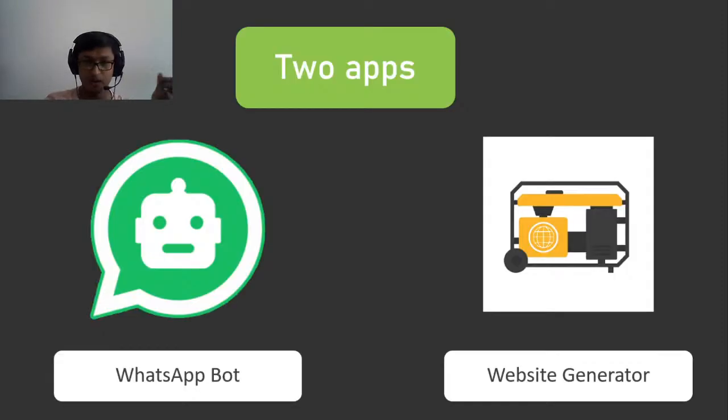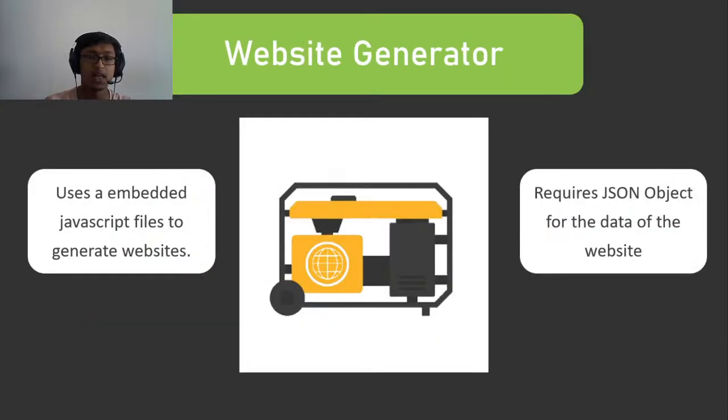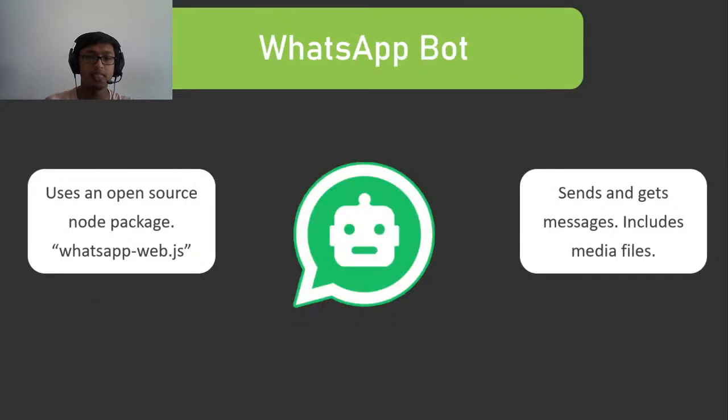Then we'll move on to how it works. It uses two apps, a WhatsApp bot and a website generator. The WhatsApp bot handles all the messages, and the website generator generates the website. For the WhatsApp bot, we used an open source node package called whatsapp-web.js, made by Pedro Lopez. The package allows us to send and get messages.